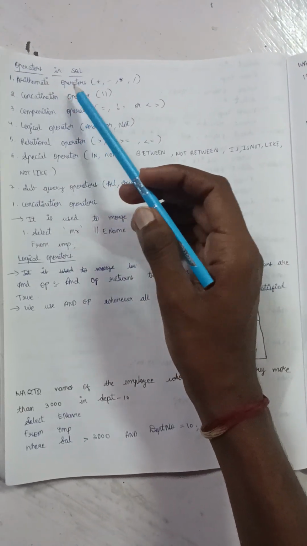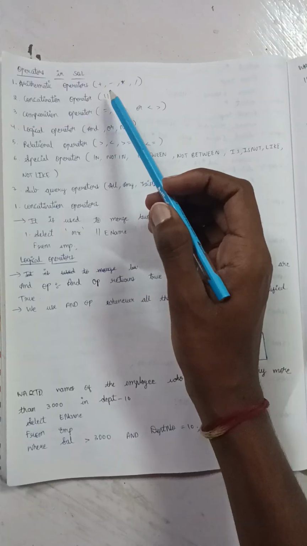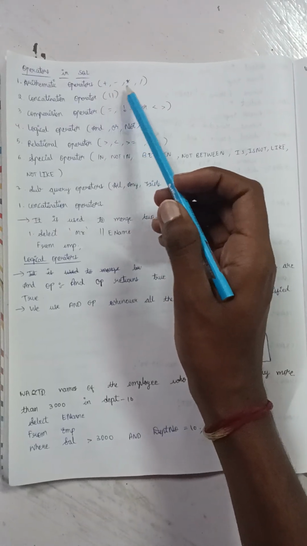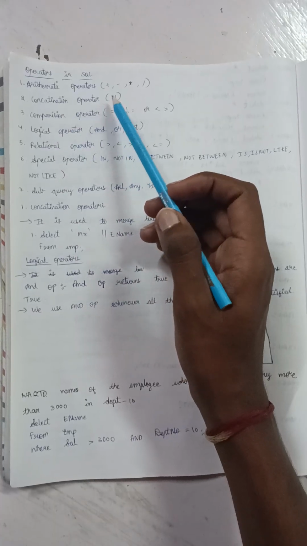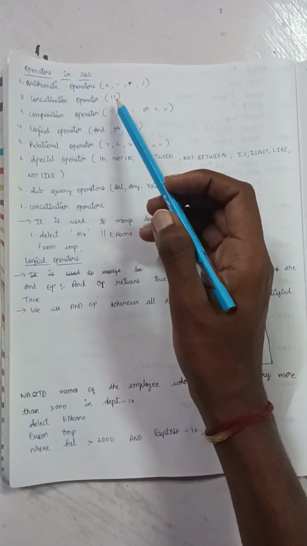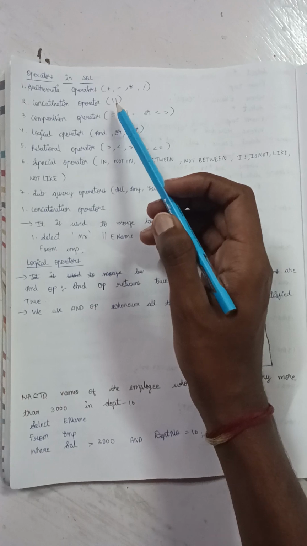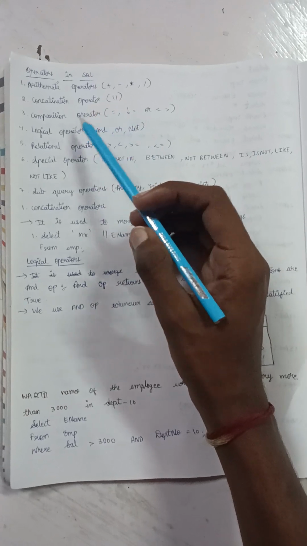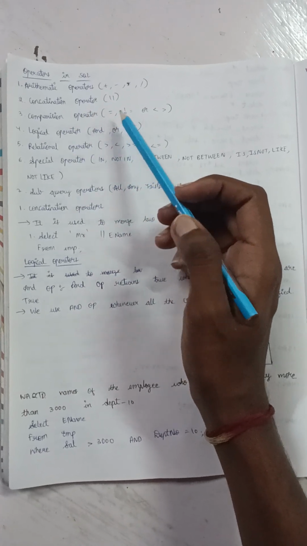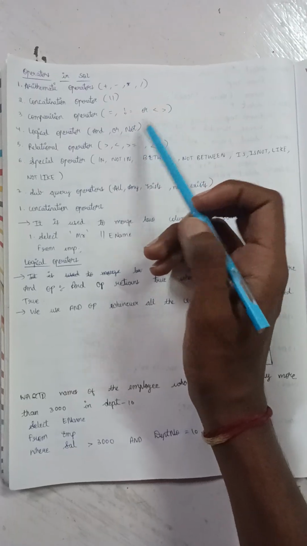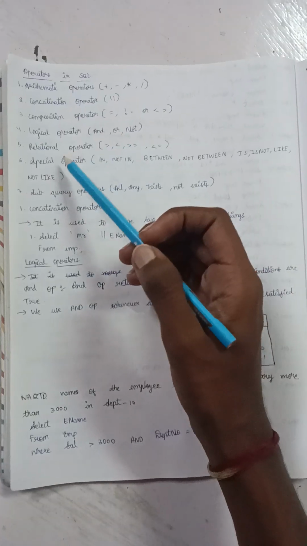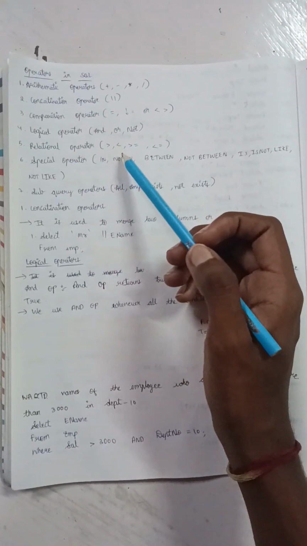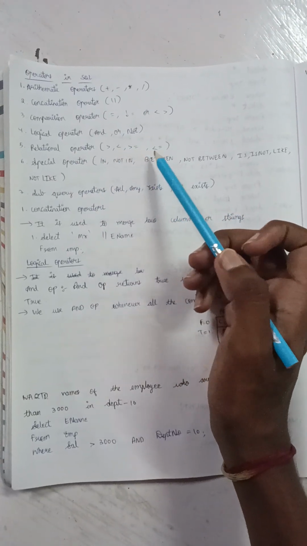In arithmetic operations, we do the basic mathematical operations like addition, subtraction, multiplication, and division. Concatenation operator: by using the pipe symbol on the keyboard, we can do the concatenation process. Comparison operator: equals to, not equals to, or angular braces. Logical operator: and, or, not. Relational operator: greater than, less than, greater than equal to, less than equal to.